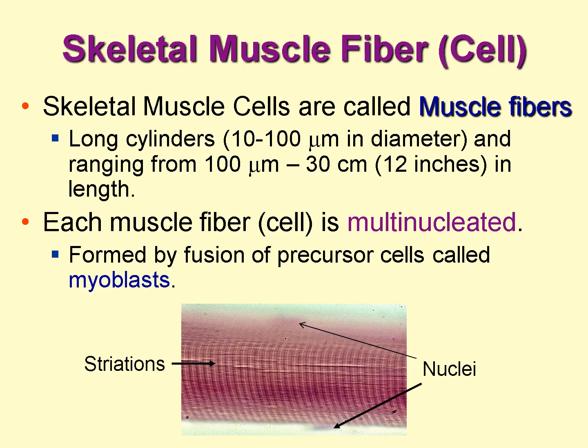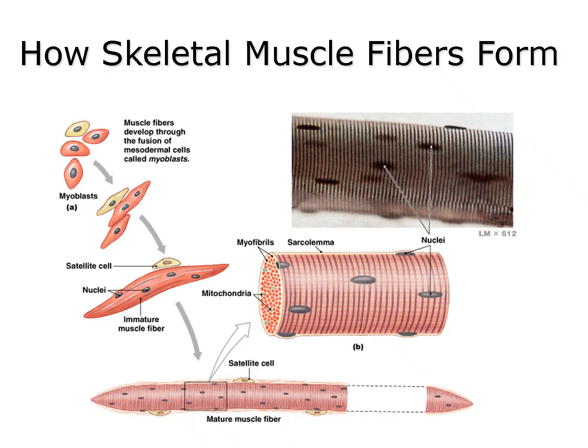The nuclei are located peripherally just under the plasma membrane of the muscle cell. Why do muscle cells have so many nuclei? And why are they so long and skinny? The answers to these questions have to do with how skeletal muscle forms during development. As mentioned previously, each muscle fiber is formed from the fusion of embryonic mesodermal cells called myoblasts.